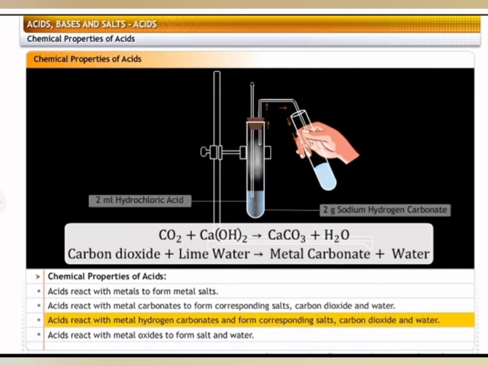Pass this gas through freshly prepared lime water. The lime water turns milky, indicating that the gas evolved is carbon dioxide. A white precipitate of calcium carbonate is also formed.